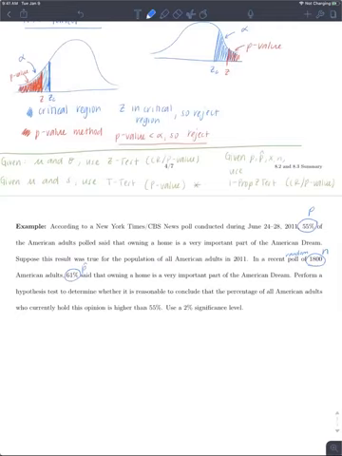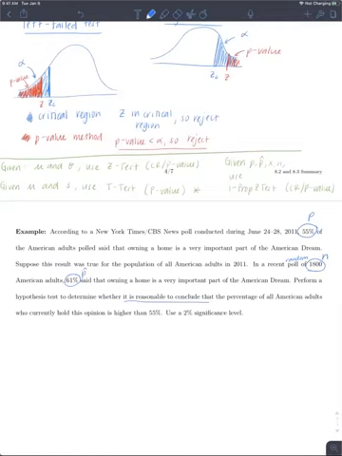And so it says, perform a hypothesis test to determine whether it is reasonable to conclude that the percentage of all American adults who currently hold this opinion is higher than 55%. And that whole sentence right there is essentially what we're going to copy into our conclusion. And we're going to say either, yes, it's reasonable to conclude all of this, or no, it's not reasonable to conclude all of this. What is this 2%? Yeah, this is alpha, but do I have that alpha is equal to 2? Yeah, you're gonna have alpha is equal to 0.02, right? Because you need to convert it to a decimal.